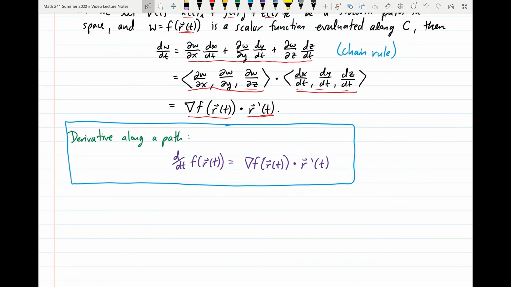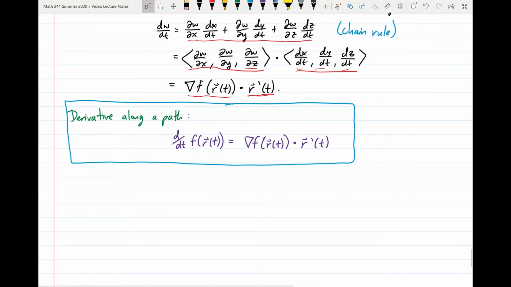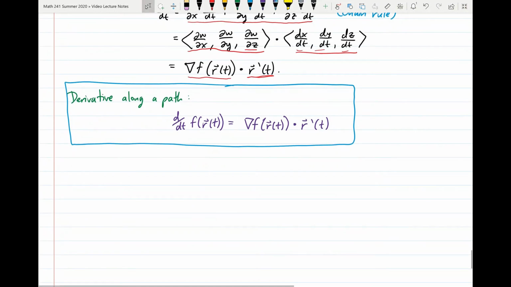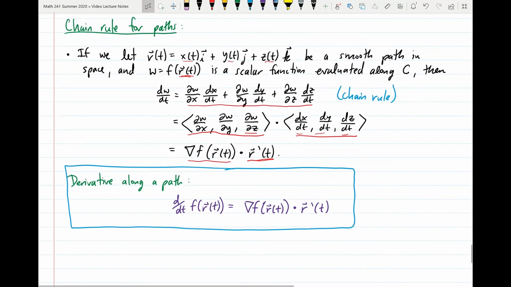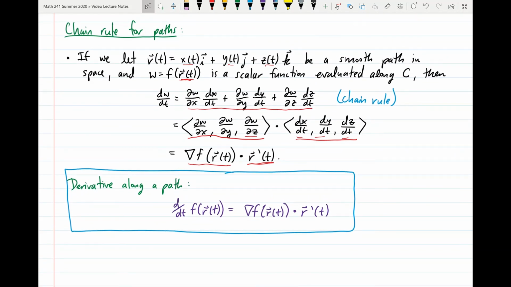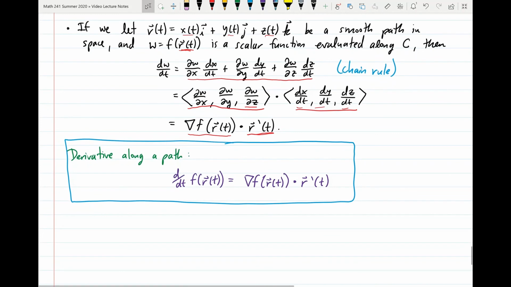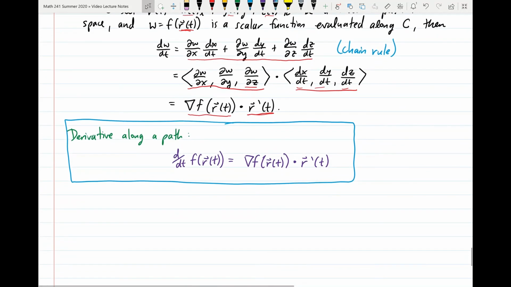And so I put this in a box down here. The derivative along a path is given by, on the left hand side, the derivative with respect to t of f of r(t), which is equal to the gradient of f of r(t) dot product with r prime of t. So this is another way to write down the chain rule for a function in 3 variables along some path given by r. And this will be important in section 14.6. I think it's mentioned right at the beginning. So this is the end of the material for section 14.5, and hopefully you can look forward to section 14.6.